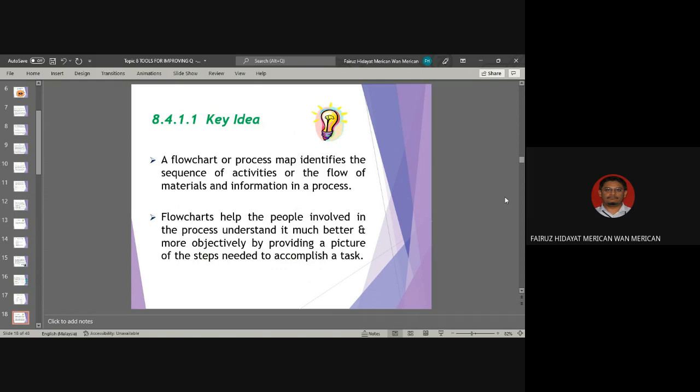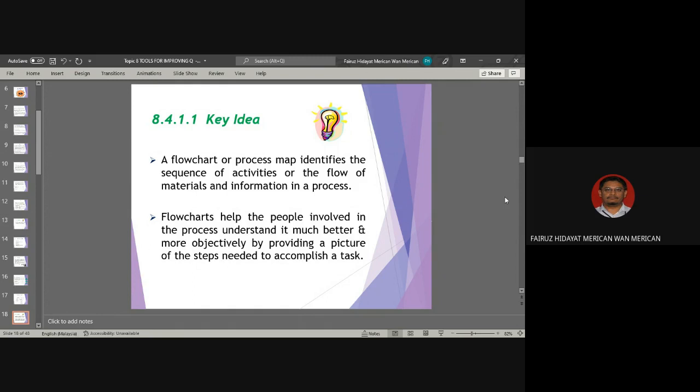So the key idea behind the flowchart, again, is that it helps identify the sequence of activities from start to finish, what has to be done for the different activities or processes that they face. It helps the people involved in the process to understand much better, because it's an illustration. For most people, I think we all apply this as well, we understand something better when it is in this kind of visual form.